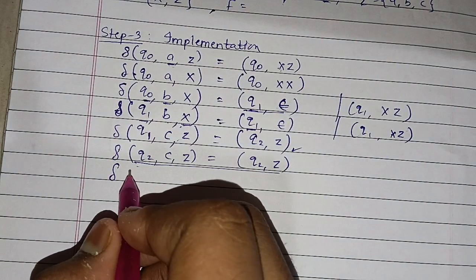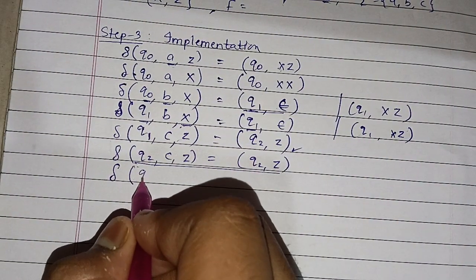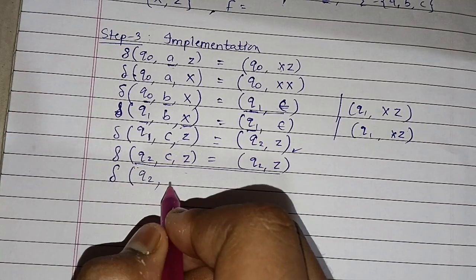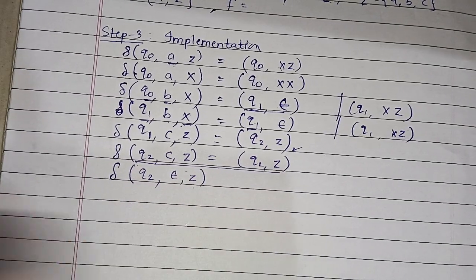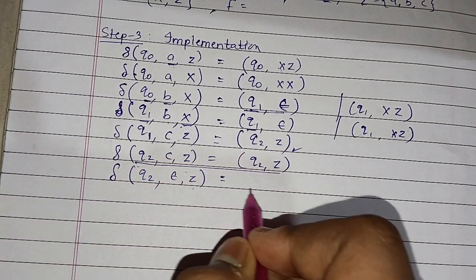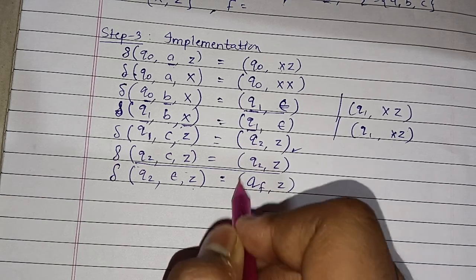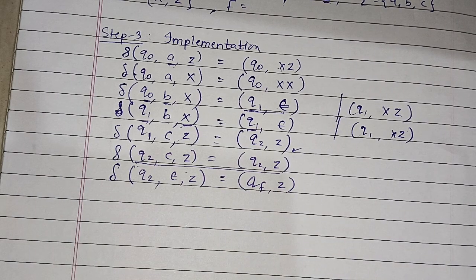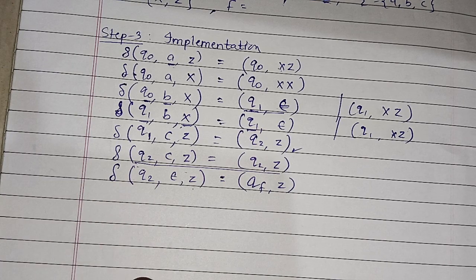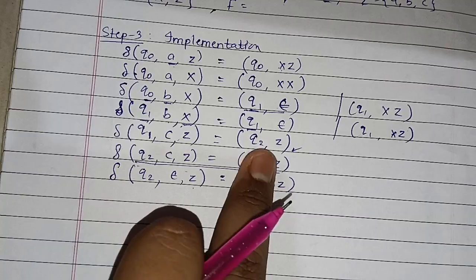Now when in q2 the string is over, with input null and Z as the stack top, I will go to the final state and keep the stack top as it is, no issue. Now see how many states we have: q0, q1, q2 and qf.